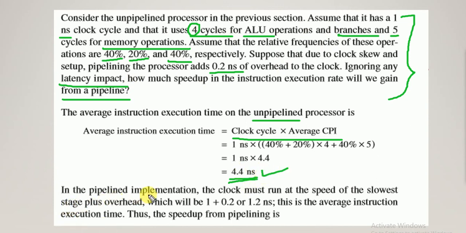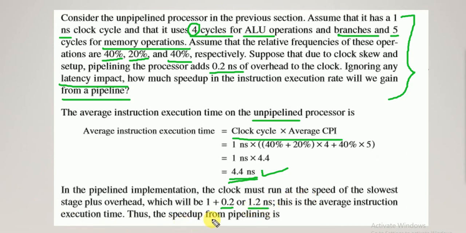Now in the pipeline implementation, the clock must run at the speed of the slowest stage plus overhead. The slowest stage is actually 1 nanosecond, and the overhead is actually 0.2, as we have mentioned here in the question. The 0.2 nanosecond overhead is due to the overhead that happens with the pipeline. So this is the average instruction execution time.